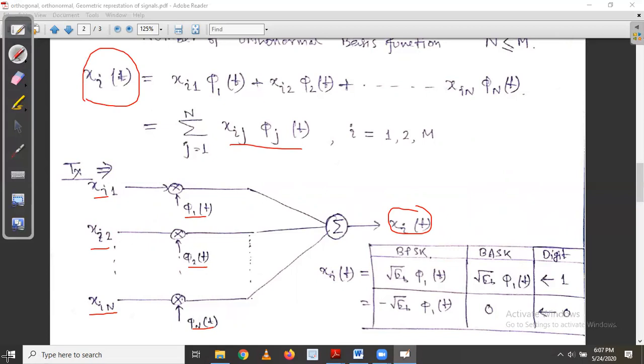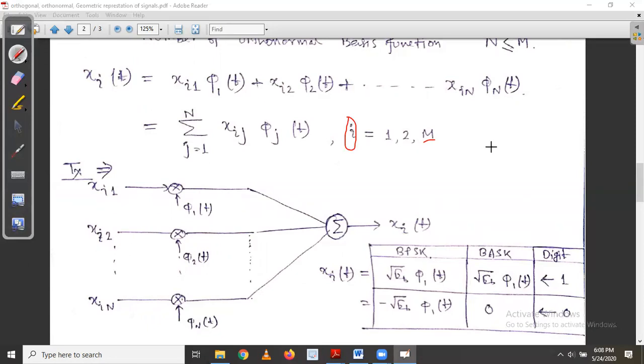In this case, very clearly try to understand that 1, 2, up to capital N, these are nothing but basis functions, and these basis functions are denoted by small j. Very clearly understand, these basis functions are denoted by small j, and capital M denotes message points, which is denoted by small i. So i is varying from 1, 2 up to capital M.